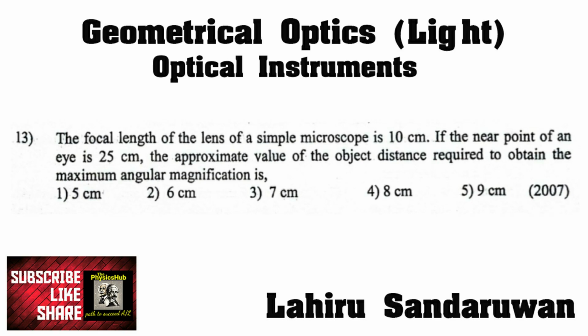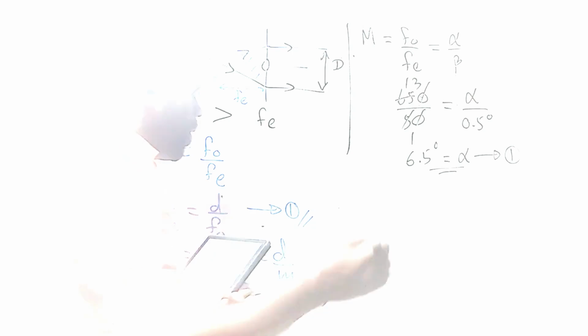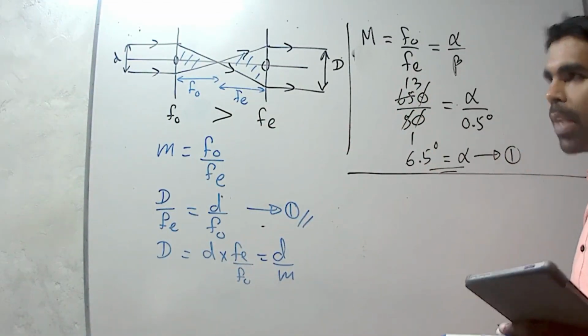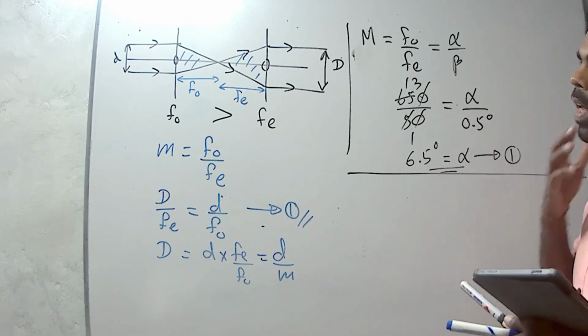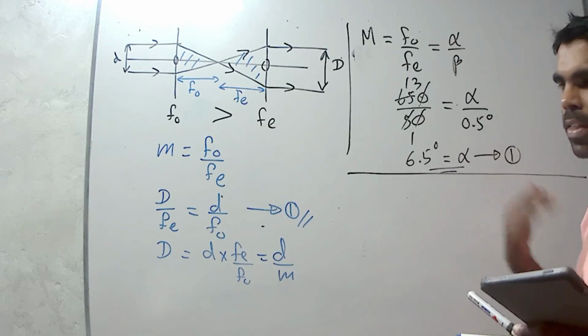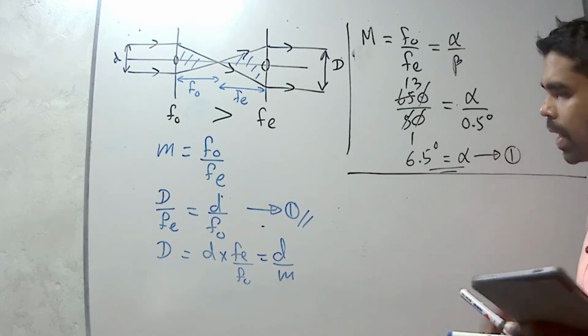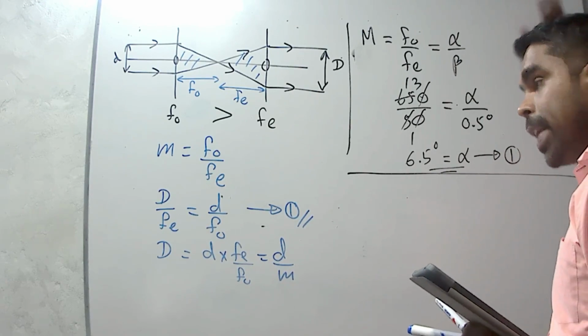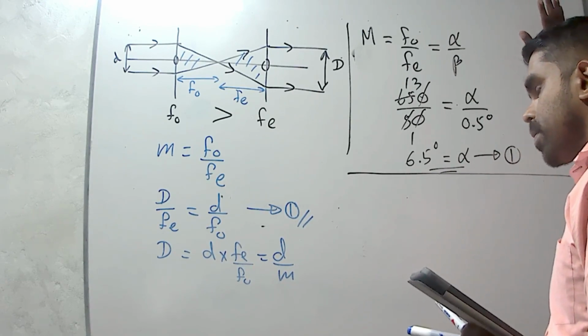The focal length of the lens of a simple microscope is 10 centimeters. If the near point of an eye is 25, what is the approximate value of the object distance required to obtain the maximum angular magnification? We know that we can observe maximum angular magnification when making the final image at D distance. D means the near point of distinct vision for any type of optical instrument.